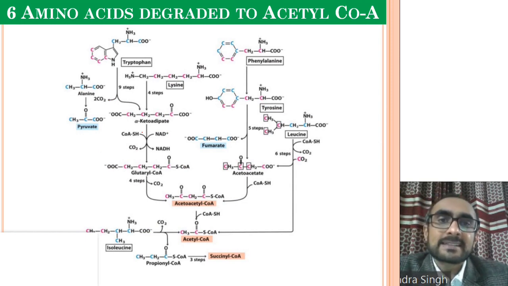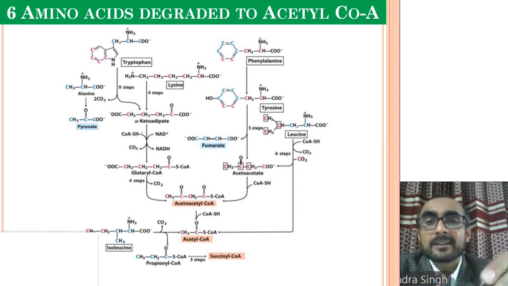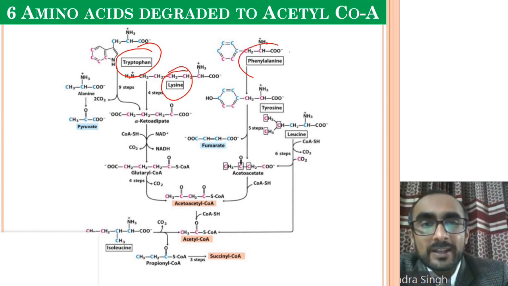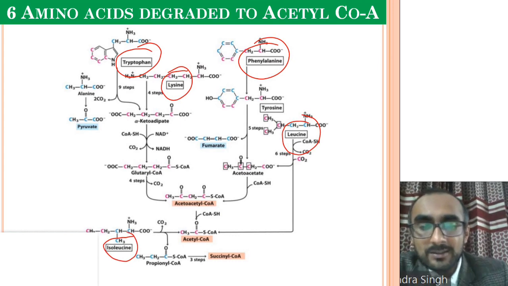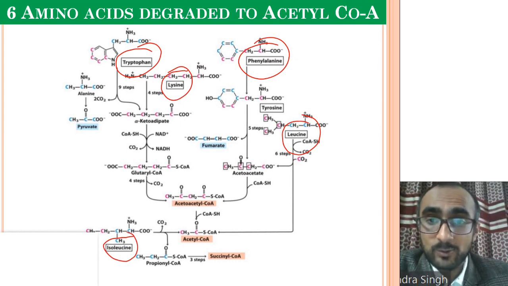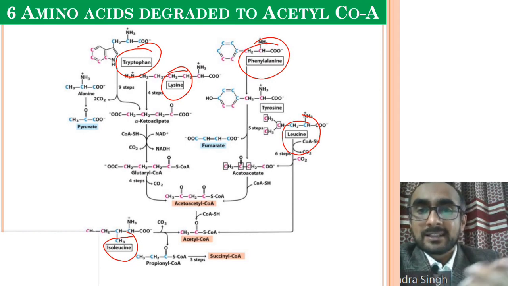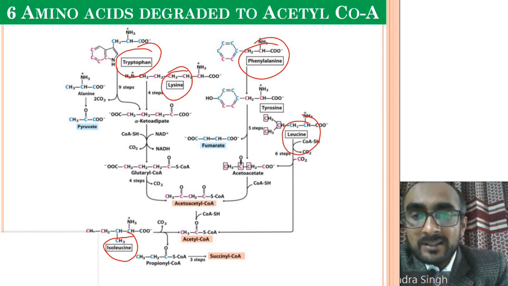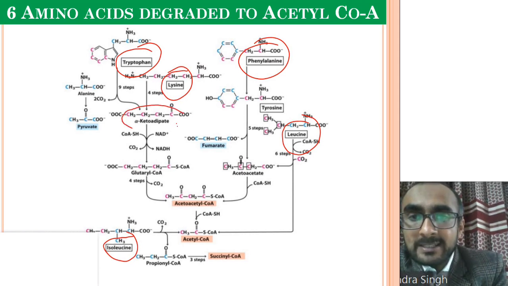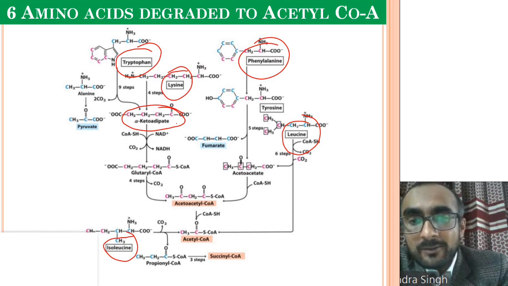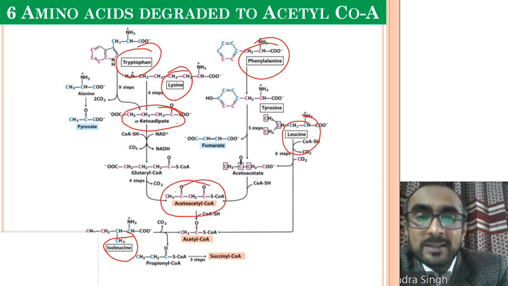Six amino acids are degraded to acetyl coenzyme A: tryptophan, lysine, phenylalanine, and leucine, along with isoleucine. So they are converted into acetyl coenzyme A. Tryptophan and lysine share a common intermediate. Tryptophan is oxidized after nine steps to alpha-ketoadipate. Even lysine is also oxidized to alpha-ketoadipate, which is converted to acetoacetyl coenzyme A.